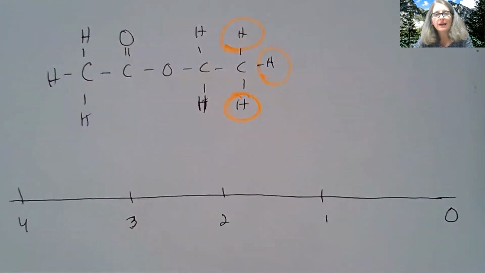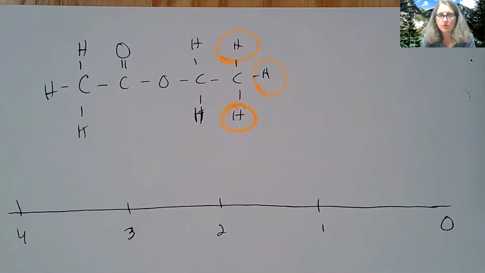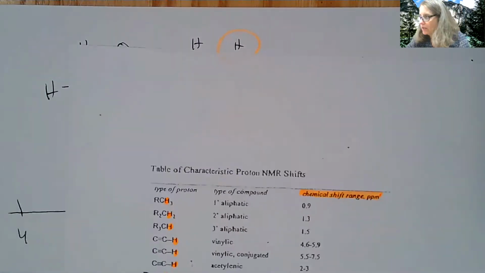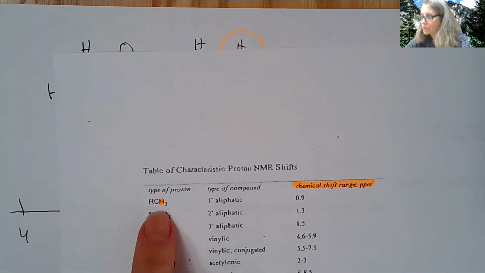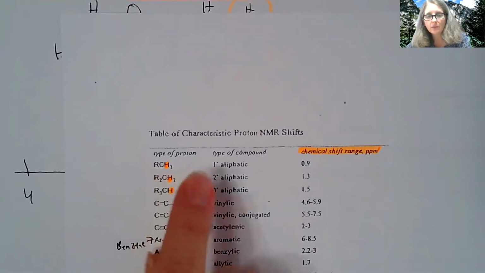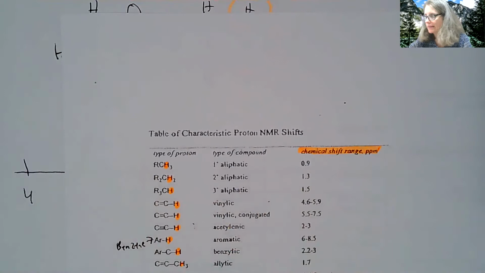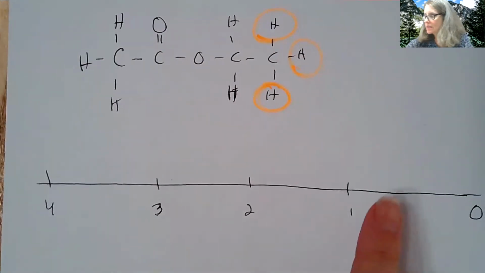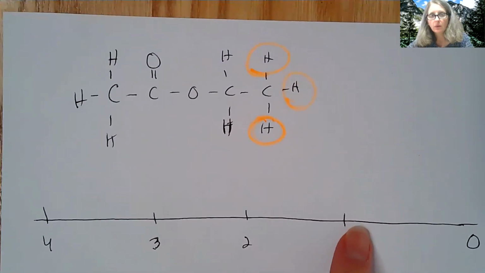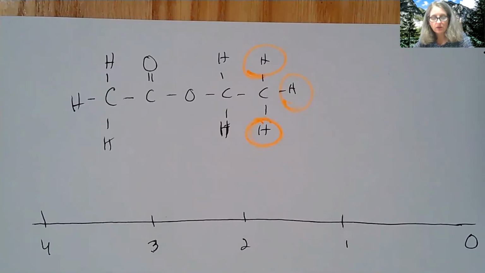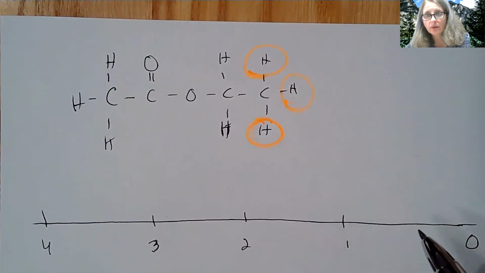So I have 3 hydrogens there, 3 hydrogens there. Now typically anytime I have what we call a CH3 off of the end of a molecule, it's going to be around a 0.9. So I'm going to draw this somewhere around the 1. And what I have to look at is how I'm going to draw it in terms of what the splitting pattern is going to be.